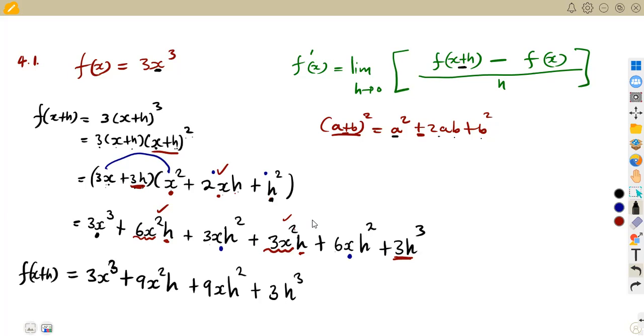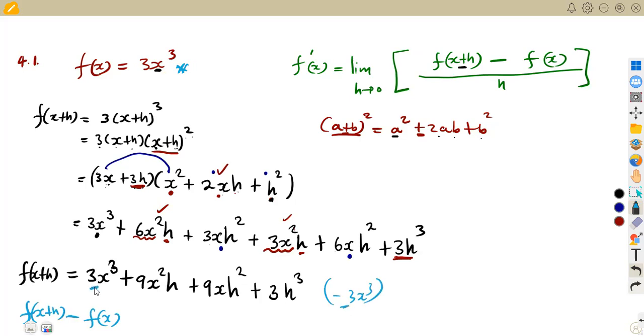So I explained before that it is best that you just simplify everything at once. As you can see from our formula, we are going to need f of x plus h minus f of x. So we can simply obtain this here. So let us have f of x plus h minus f of x. So what does it mean? We are simply going to subtract our f of x, which is 3x to the exponent of 3.